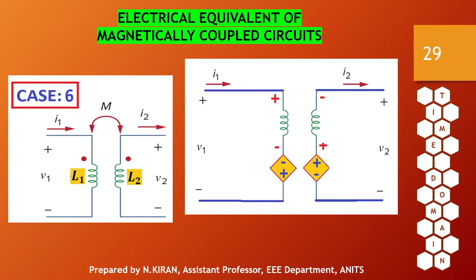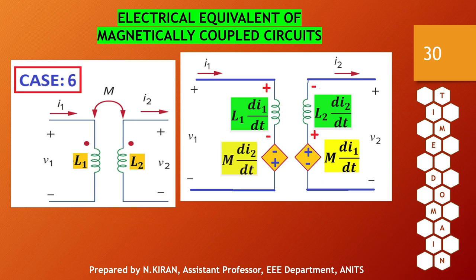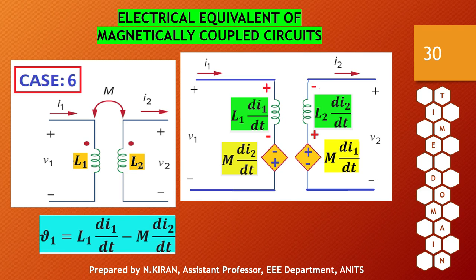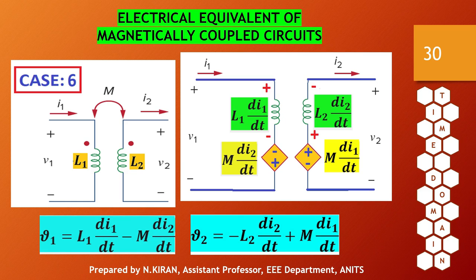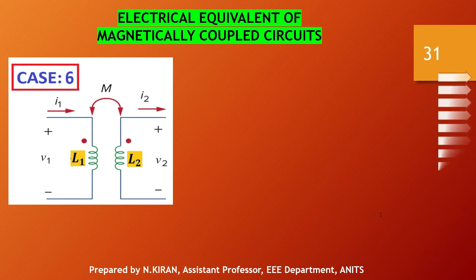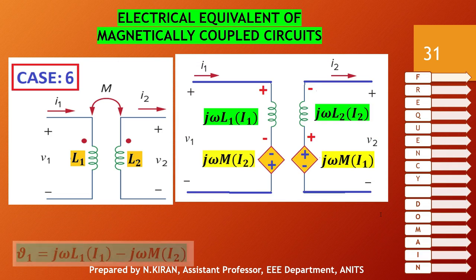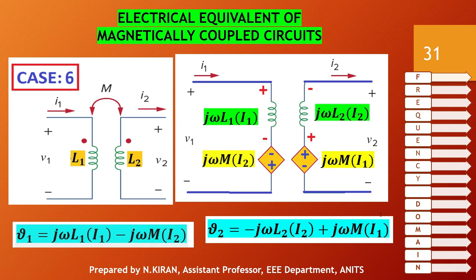So the polarity of mutually induced EMF will be negative positive in the first coil and positive negative in the second coil. The expressions for self-induced EMF as well as mutually induced EMF are as shown, and applying KVL to both the loops will give me the following KVL equations. Similarly, in frequency domain, the expressions for self-induced EMF as well as mutually induced EMF are as shown. The KVL equations in both the loops are also as shown.